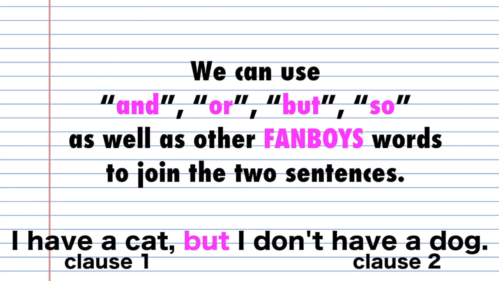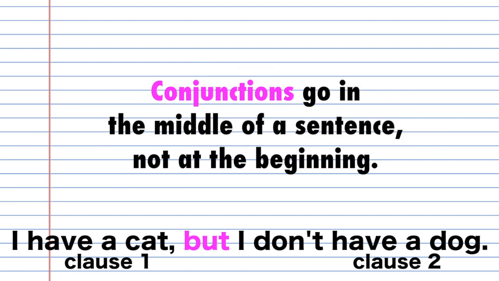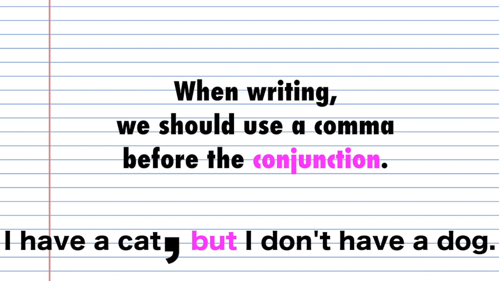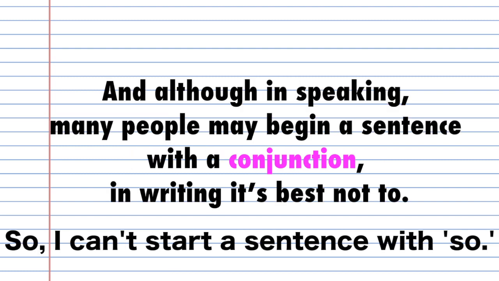We can use and, or, but, so, as well as other fanboys words to join the two sentences. Conjunctions go in the middle of a sentence, not at the beginning. When writing, we should use a comma before the conjunction, and although in speaking, many people may begin a sentence with a conjunction, in writing, it's best not to.